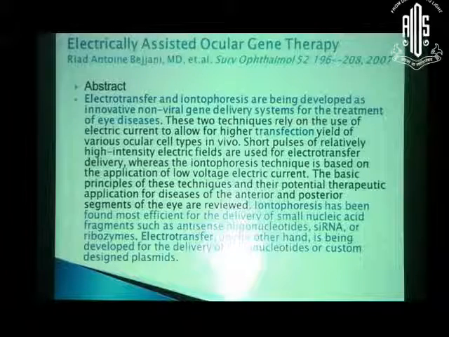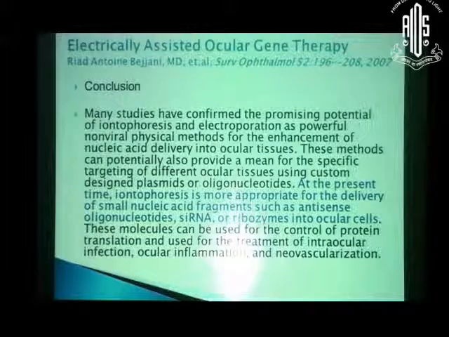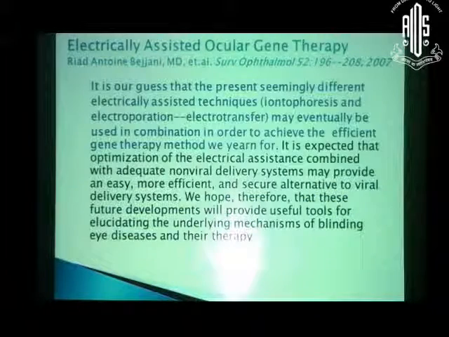And so it talks about, in the summary almost, in this abstract, iontophoresis has been found efficient for small nucleic acid fragments, and electron transfer, on the other hand, is for the large ones, oligonucleotides and plasmids. So in this case, the abstract, in a way, had the summary. But in the conclusion, or another summary, it says that iontophoresis is more appropriate for the delivery. It says the same thing. So in this case, the conclusion really reiterates what was in the abstract.